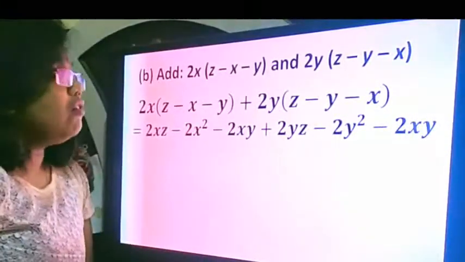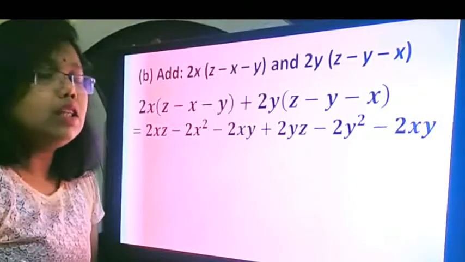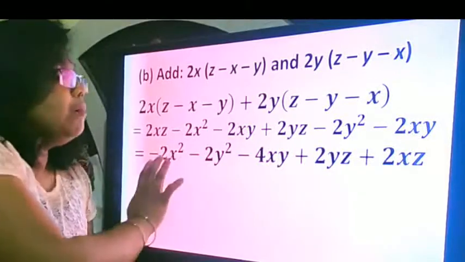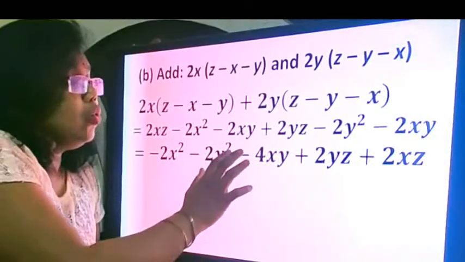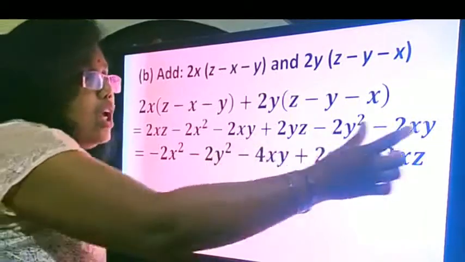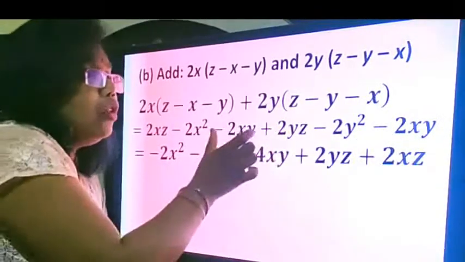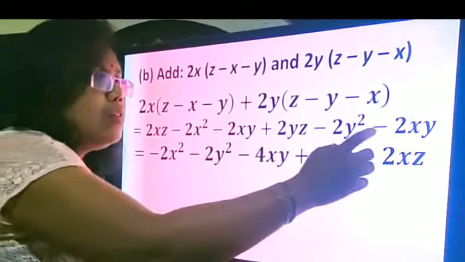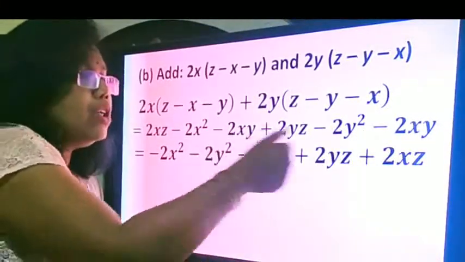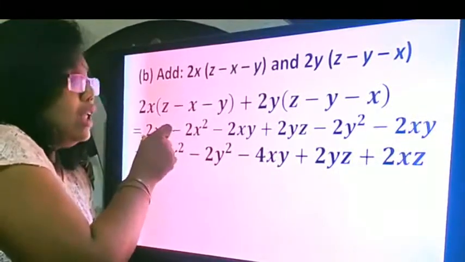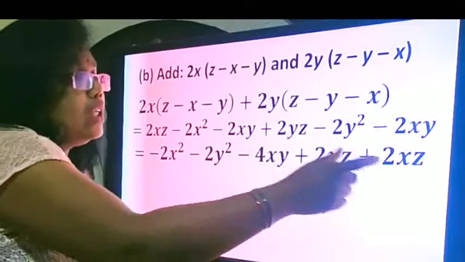Now here we have certain like terms and certain terms with power of 2. So let's rearrange. So it would be minus 2x squared minus 2y squared. Now minus 2xy and minus 2xy, both of these are like terms, so they get added because both of them carry the same sign, the minus sign. So minus 2 and minus 2 gives us minus 4xy, and 2xz as it is and 2yz as it is.